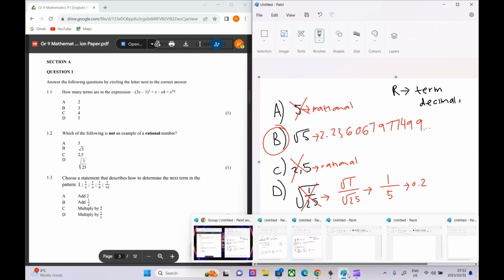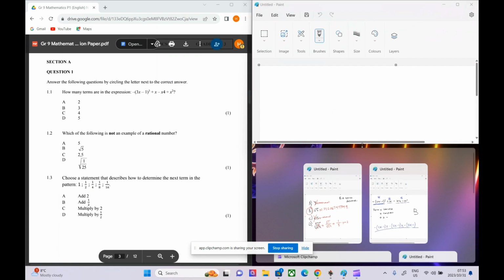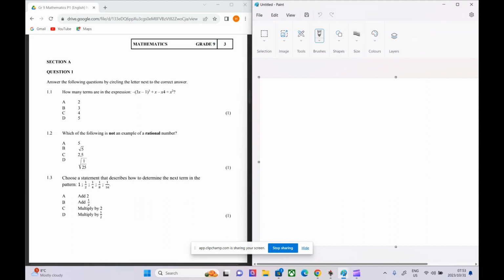Okay, question 3. Get some more space here. If we have a look at question 3, it says choose a statement that describes how to determine the next term in this pattern. Okay, so whenever I have patterns like this, if I'm trying to find out how do I get from one to the next, what I would be doing is testing. So first of all, we've got 1, and then we get to a half. Okay, so we need to see how did I get there? How did I get to a half? So I could go 1 times a half would give me a half. Okay, so that works for that one. So maybe this is our rule, every time we times it by a half.